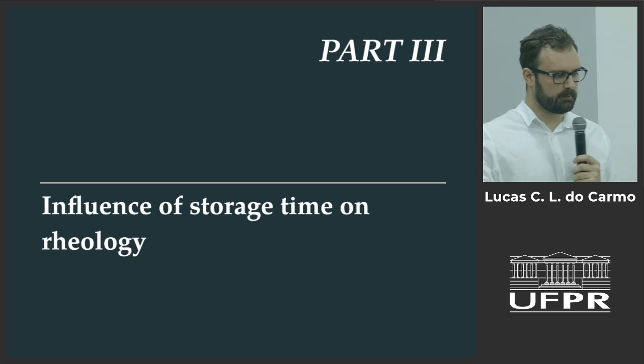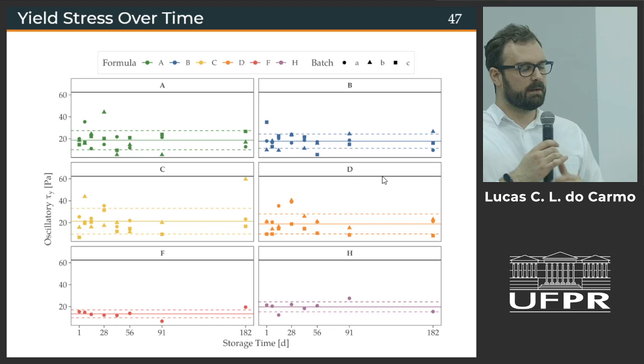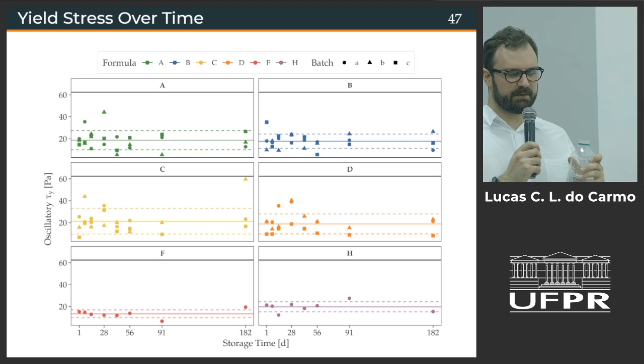In the third part, I'd like to explain the differences of the rheological parameters over time. Here we see on this graph, on the x-axis, the storage time. On the y-axis, the yield stress measured by oscillatory methods in all batches and all formulas.